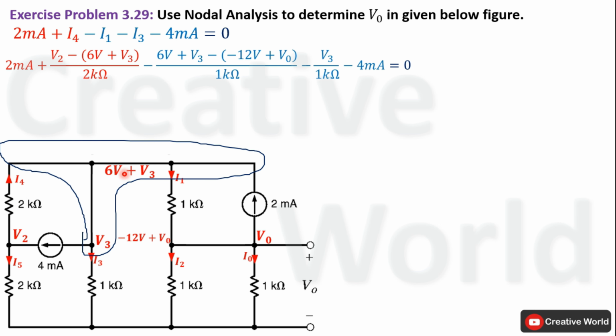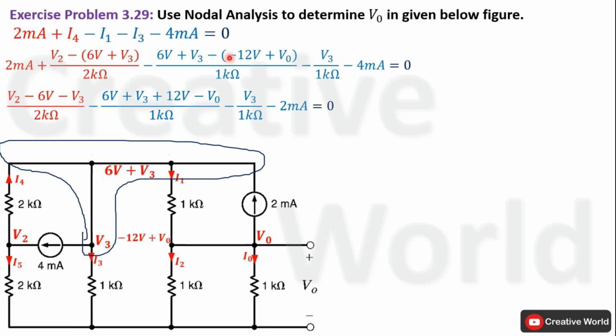I1 will be equal to (6 volt plus V3) minus (minus 12 volt plus V0), divided by 1 kilo ohm. And I3 will be equal to V3 divided by 1 kilo ohm. Now open these brackets. This minus sign will multiply with values inside the brackets. It will become plus 12 volt minus V0, and the sum of minus 4 mA and 2 mA will become minus 2 mA.